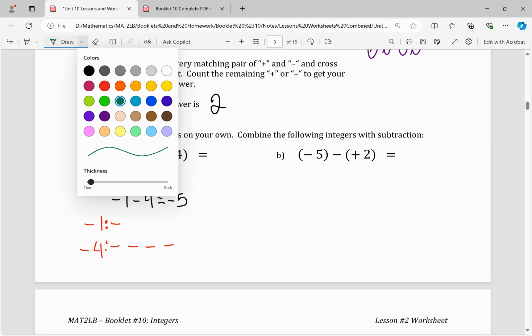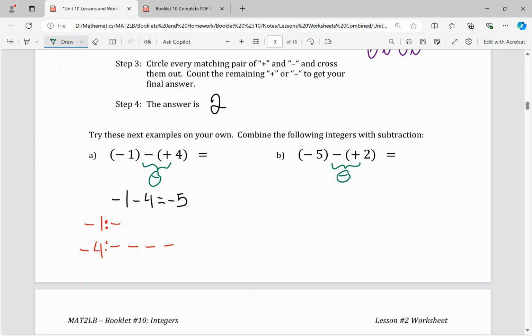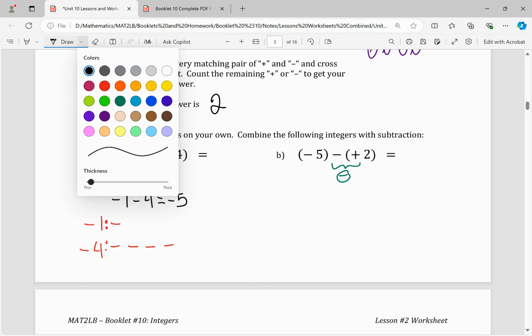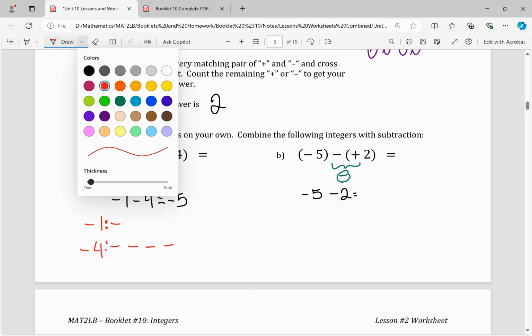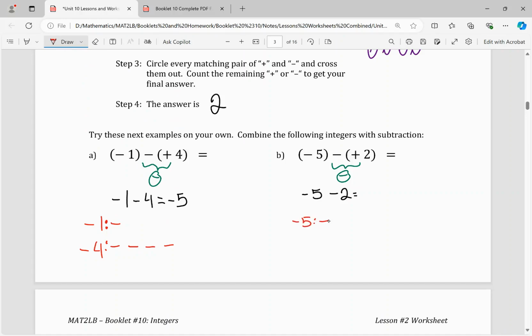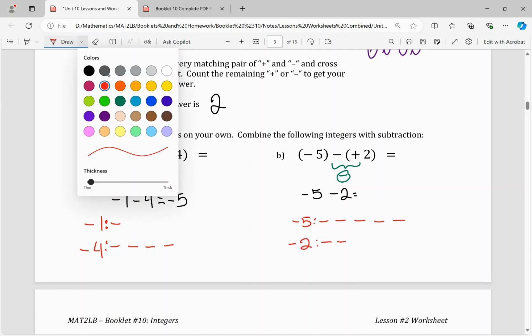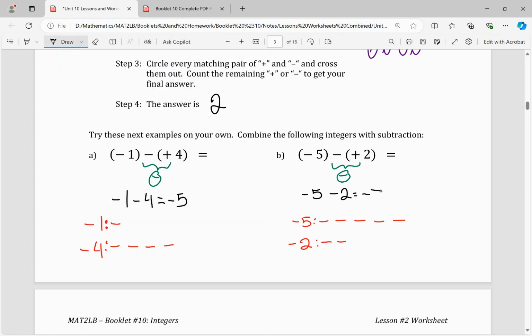In this final problem, we again have a negative and a positive, so that's going to come out to be a negative number. So we can rewrite this as -5 minus 2. Right? And kind of like the question before, nothing's going to cancel out here. I have -5 where I draw 1, 2, 3, 4, 5 negative symbols. I have -2 where I draw 1, 2 negative symbols. And nothing cancels out, so we can just count up all of our negatives. 1, 2, 3, 4, 5, 6, 7. The answer is -7.